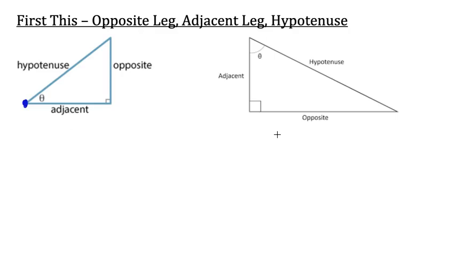Now, the angle that we're using doesn't always have to be down here on the bottom. Notice here, theta is this angle up here on top. Now to label the sides, notice the hypotenuse is across from the right angle, so it's good to start with that. And the opposite leg is across from the angle we're using, and the adjacent leg forms one side of that angle we're using.